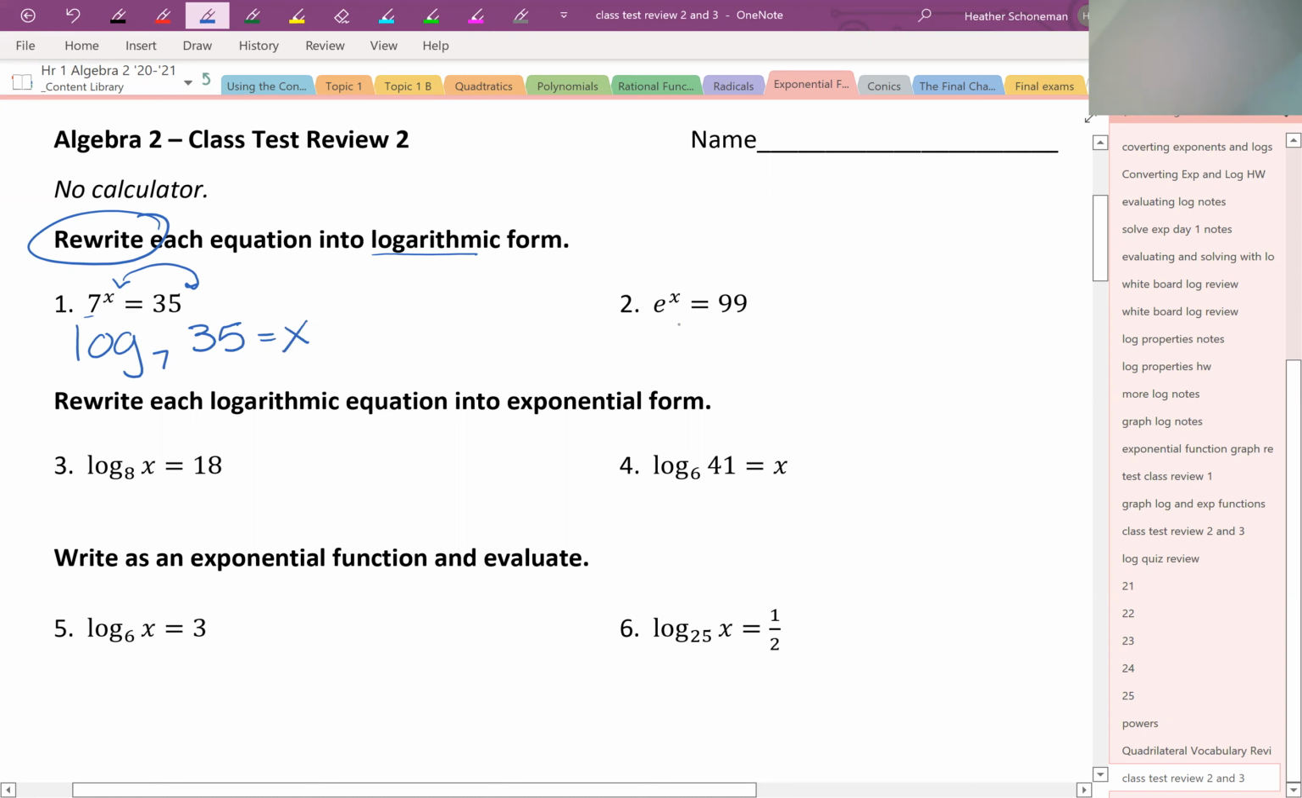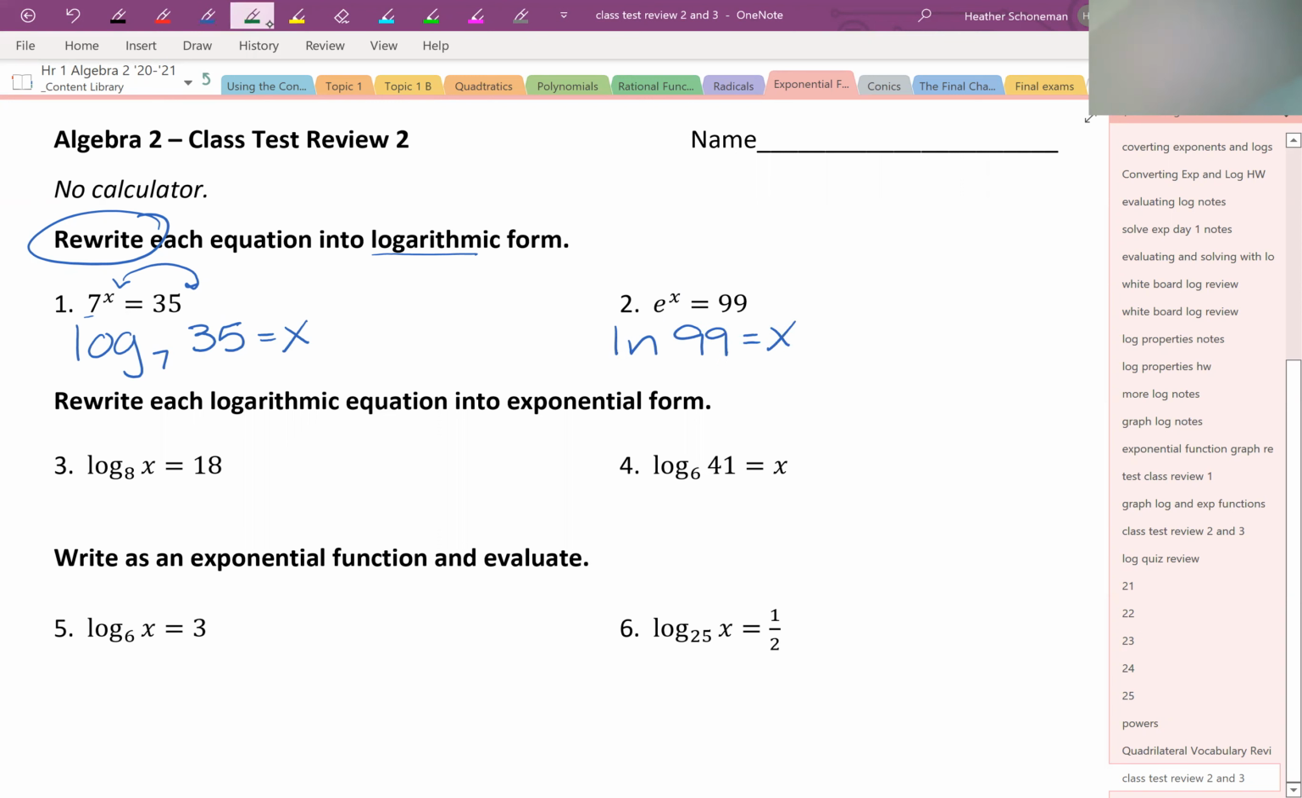Okay, I'm going to do the same thing on this one. I do log base e, but we don't write log base e. We write the natural log, and then the x and 99 switch sides, so the natural log of 99 equals x. Okay, now again, rewrite. Rewrite just says put in a different form. There's no solving at all.